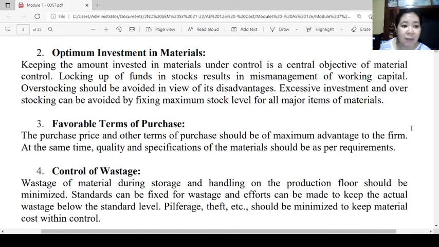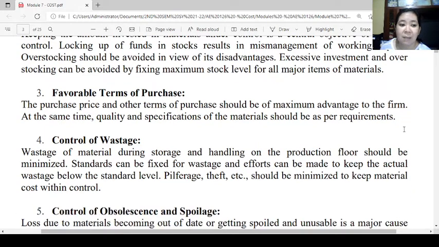Another is favorable terms of purchase. Of course, purchase price and other terms should be of maximum advantage to the firm. Meaning if the entity or the firm is able to avail of the discounts and other privileges for purchase agreements or terms, then they should avail of that, if that is possible. Fourth is control of wastage. Of course, we know that waste or spoilage are losses, so they should be avoided to minimize the cost.